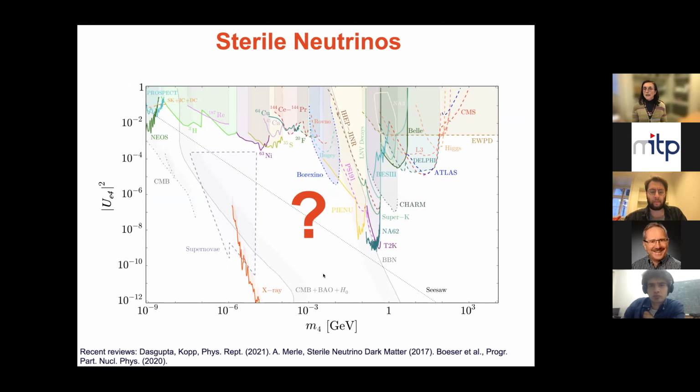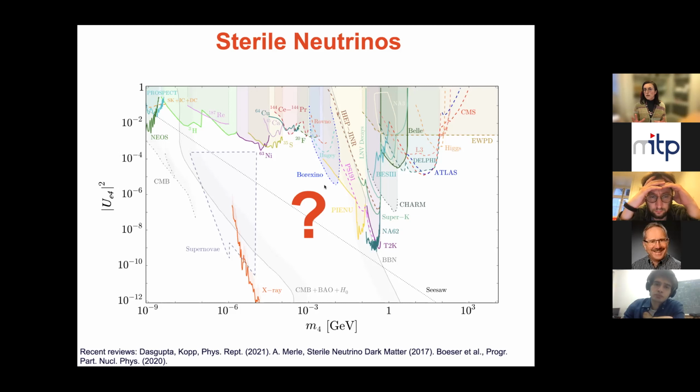Now, another interesting non-standard candidate that could have an effect in the context of supernovae are sterile neutrinos. So as you maybe know, we really don't have a scale in the context of sterile neutrinos. We can expect a very large range in terms of masses and also in mixing angles. And this picture here is just an example where you can see a lot of bounds that have been placed by various experiments and cosmological as well as astrophysical probes.